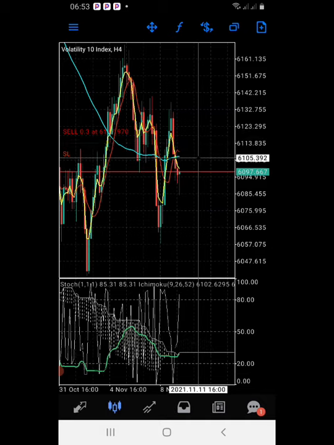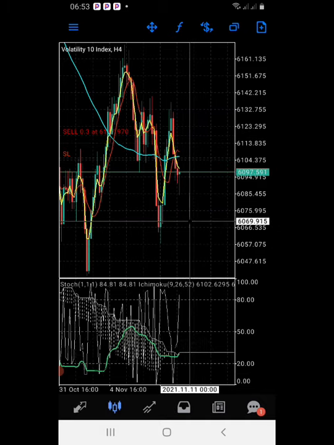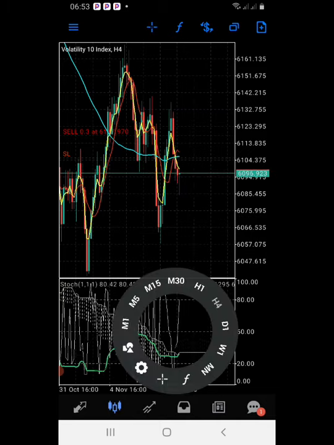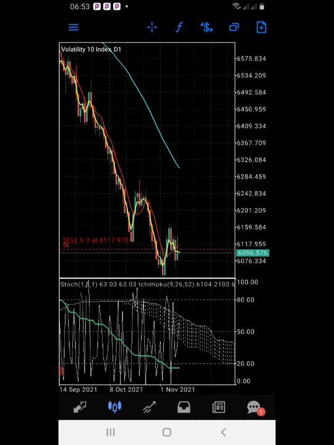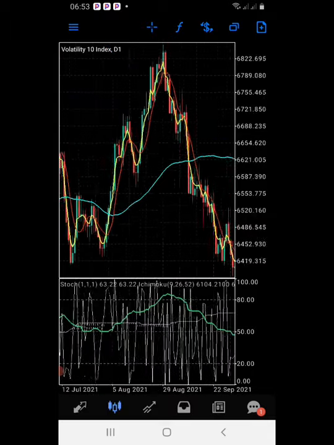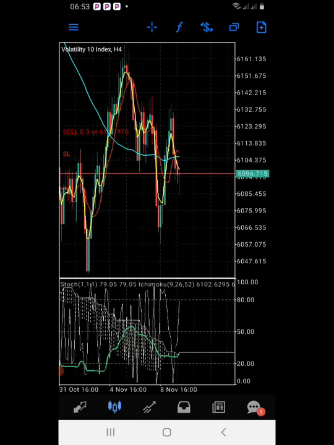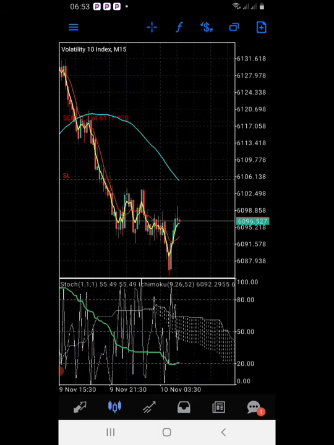But if it hits my stop loss, then I'm out of the market. But if it continues coming down, this will be my take profit at this support level. That's how you trade these things, guys. This is the Volatility 10 Index strategy. For the Volatility 10 Index, it's a very powerful strategy.